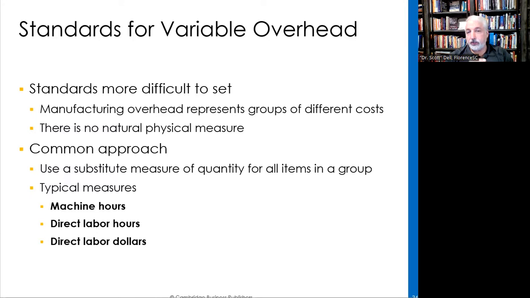Standards are more difficult to set here. The overhead rate represents groups of different costs, and there's no natural physical measure like labor hours or materials or pounds or whatever it might be. So we use a substitute measure of quantity. In this case it's not activity-based costing, but a single variable overhead rate based maybe on machine hours, direct labor hours, or possibly direct labor dollars.